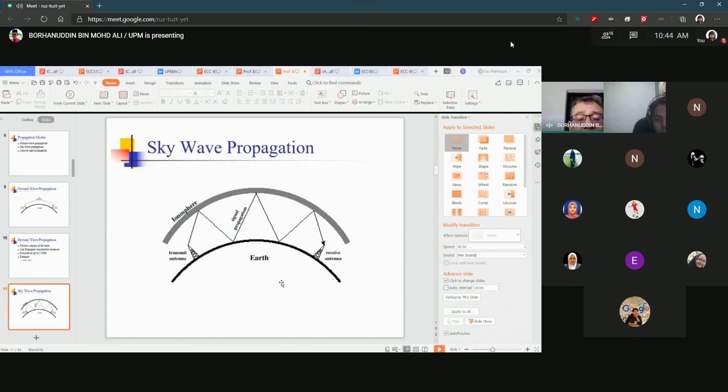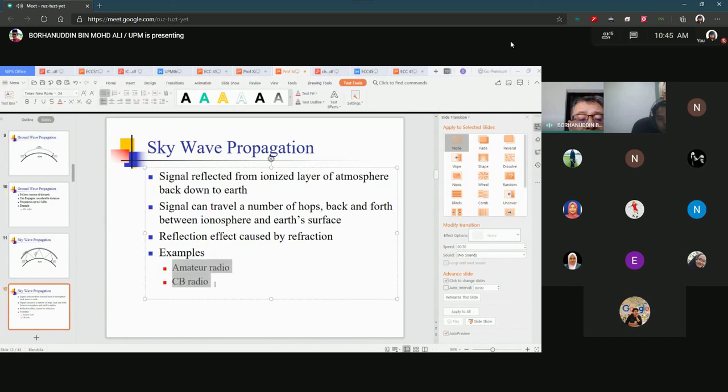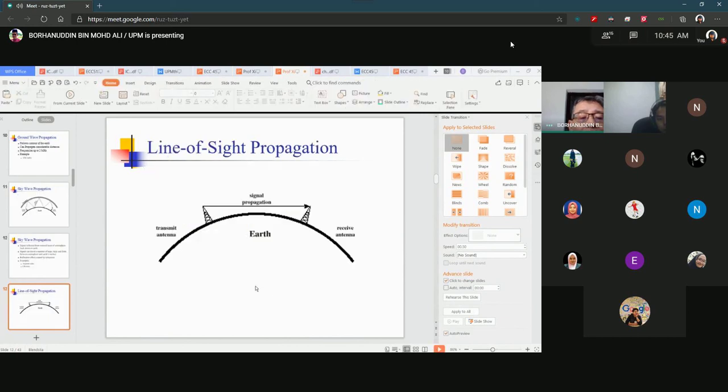This is skywave. I showed you last week as well, the ionosphere. They bounce up and down this layer called the ionosphere due to ionization. It can travel a number of hops back and forth towards the destination, a very long distance. Examples are amateur radio and CB, citizen band radio.